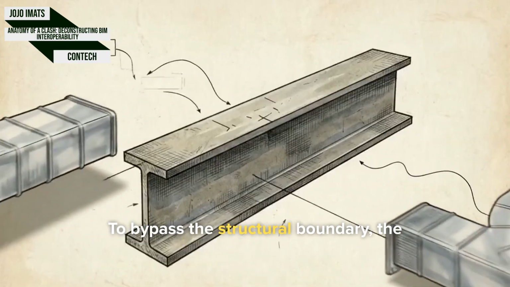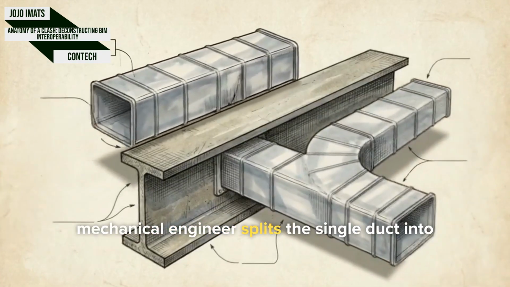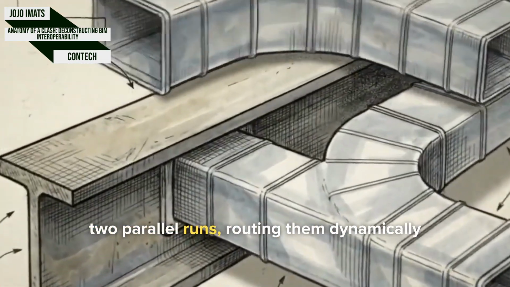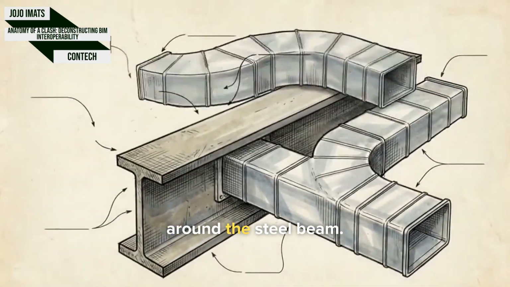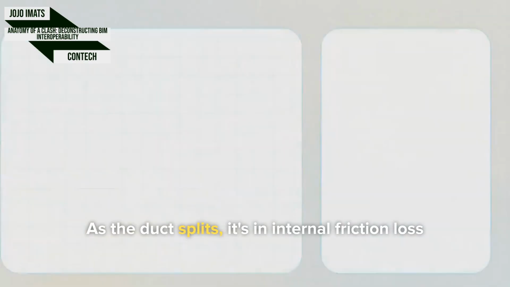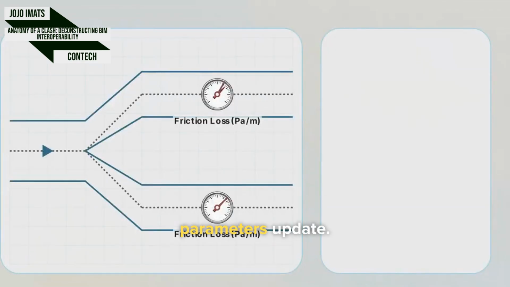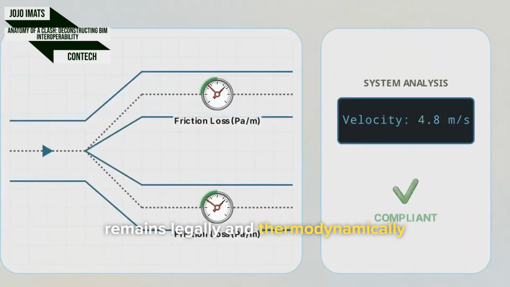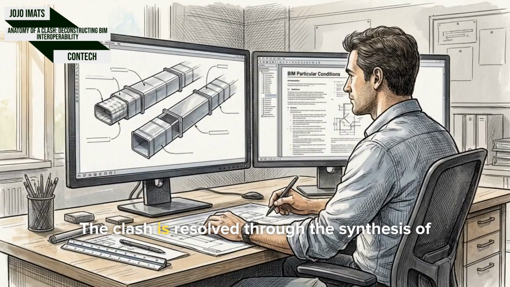To bypass the structural boundary, the mechanical engineer splits the single duct into 2 parallel runs, routing them dynamically around the steel beam. As the duct splits, its internal friction loss parameters update. The simulation confirms the new pathway remains legally and thermodynamically compliant. The clash is resolved through the synthesis of contractual boundaries, applied physics, and data protocols.